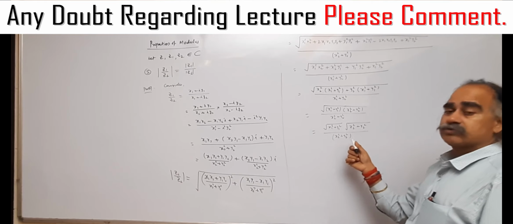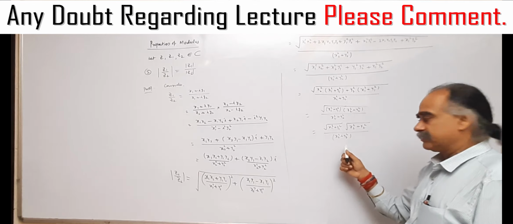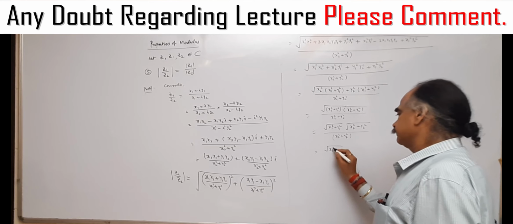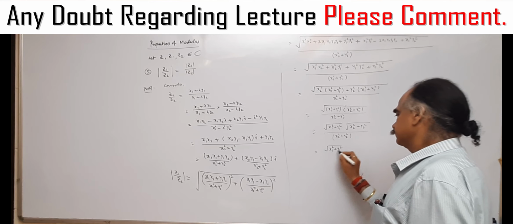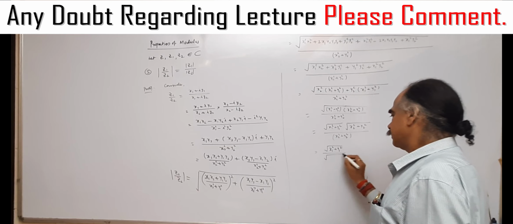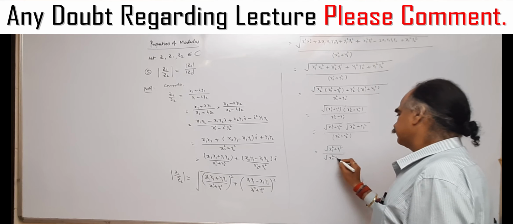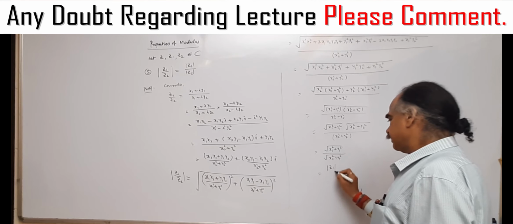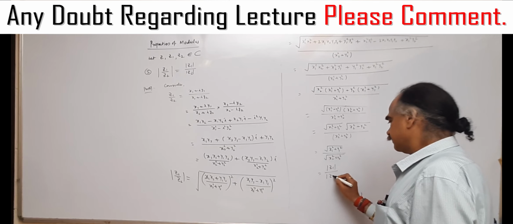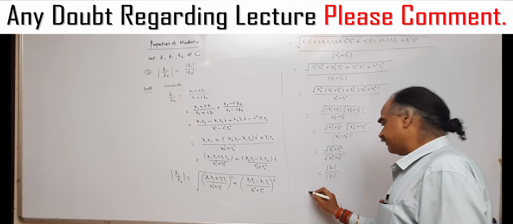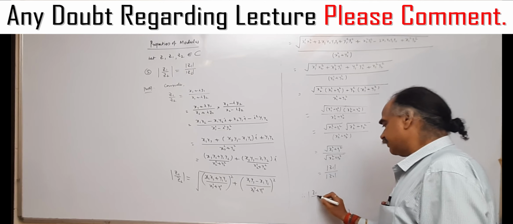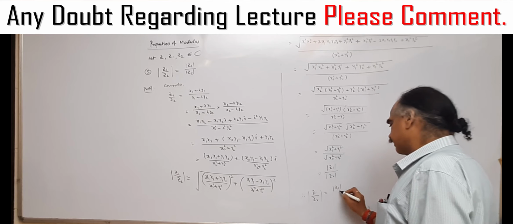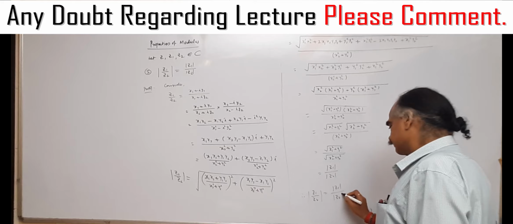Now this can be written as root of this into root of the same again. One root will get cancelled. So what is left? Root of x1 square plus y1 square upon root of x2 square plus y2 square, which is nothing but modulus z1 upon modulus z2. Therefore, we have started with what? Modulus z1 upon z2 is equal to mod z1 upon mod z2.